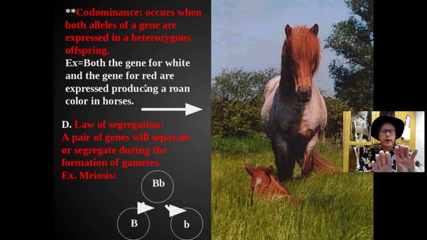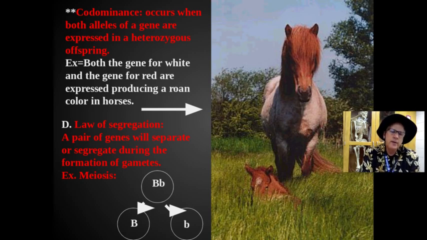That's where the red and white hairs grow side by side, and you get a speckling, and you get some unique looking animals out of that. So that's a different type of Punnett square, which we'll talk about and do in Punnett square quizzes and things like that. All right. Another concept, and this became a law, is called the law of segregation.